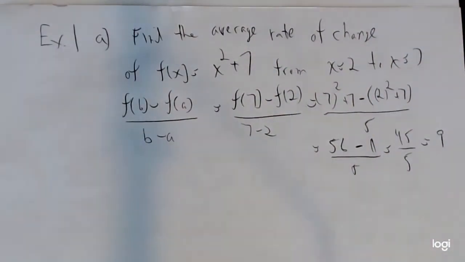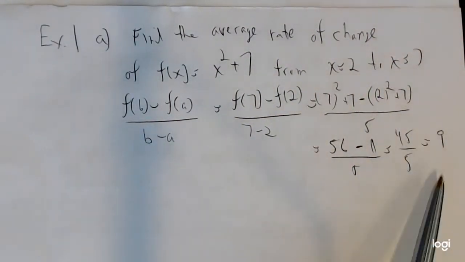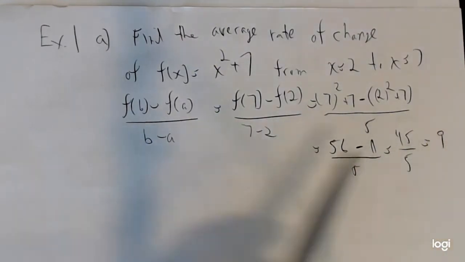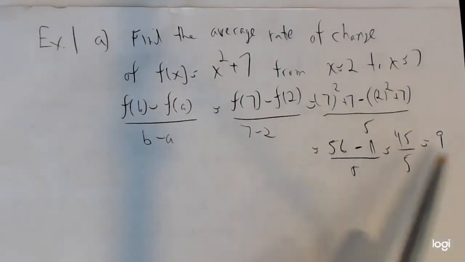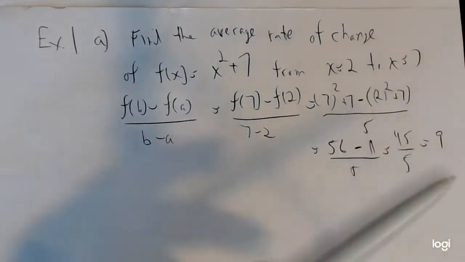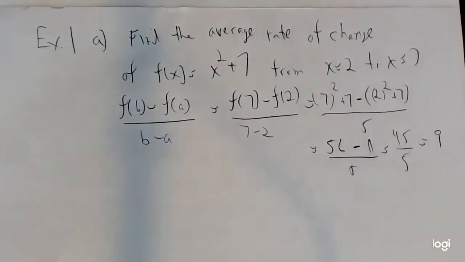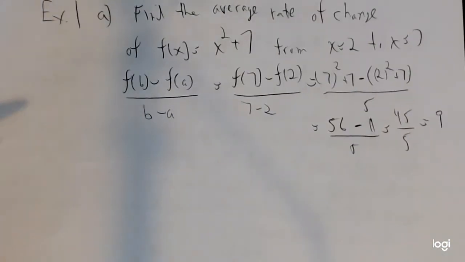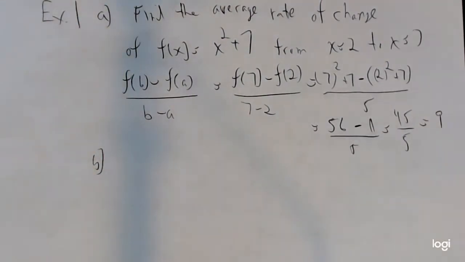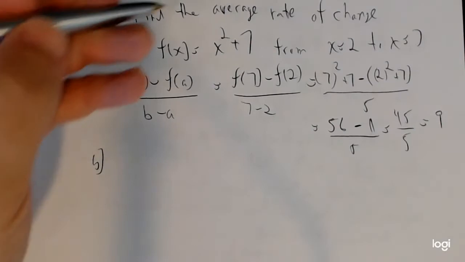So what is this saying? From x equals 2 to 7, on average, the function increases by 9 units. What they're saying is every time you move 1 unit to the right, your function on average increases by 9. Remember, this is averaging it out. It's not telling you that it's a fact, because there could be places where it's decreasing, but we're just averaging it out. Okay, so here's another one.